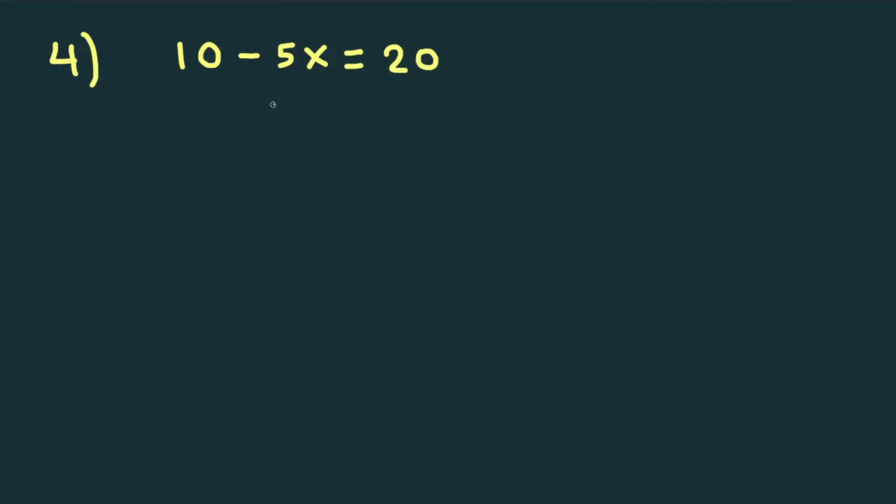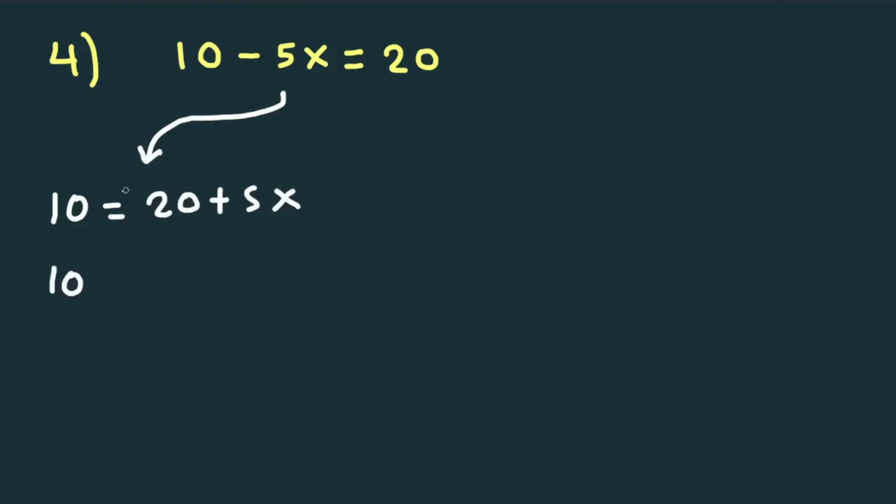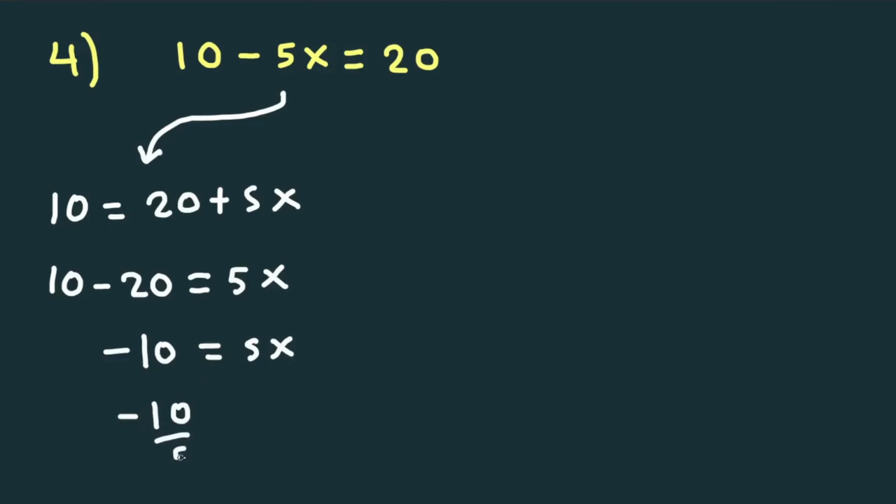Example 4, this again can be solved in two ways. So first way, we take the minus 5x to the other side, so I have 10 equals 20 plus 5x. Then I take 20 to the left hand side, so 10 minus 20 equals 5x. So minus 10 equals 5x. We divide both sides by 5. So minus 10 divided by 5 equals x. So minus 2 equals x.